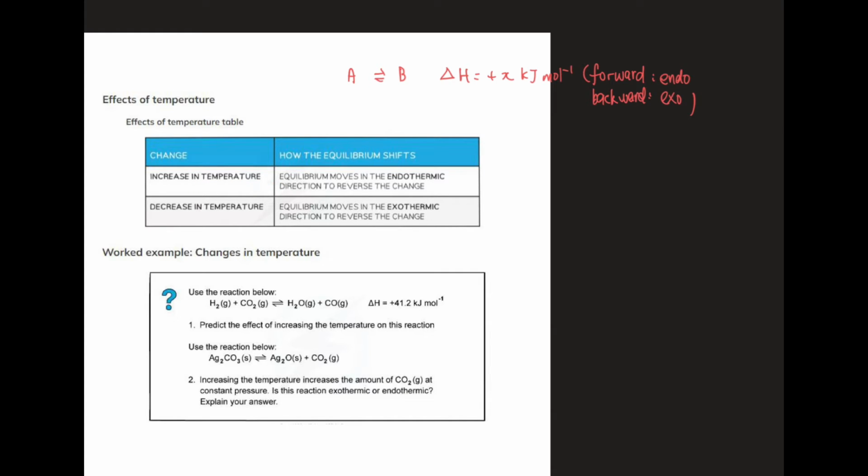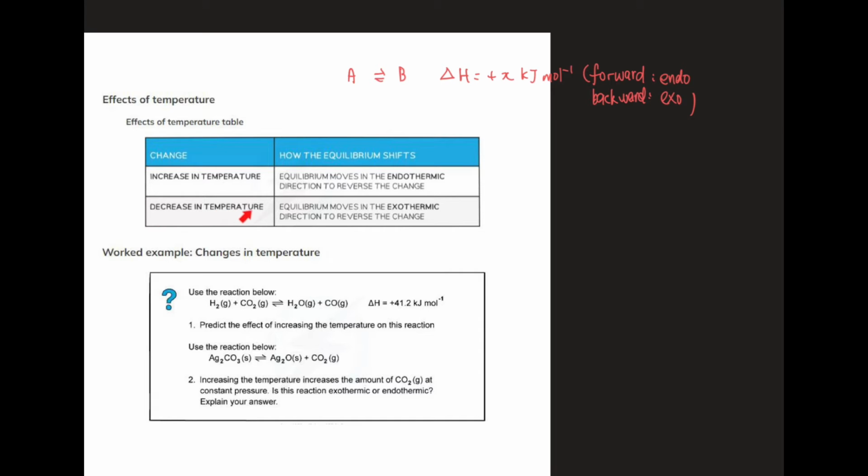Okay, now let's say if I increase the temperature, for my example here, the position will shift to the left or right. To the right. Yes, to the right. Okay, to the right, because the right hand side is endothermic.